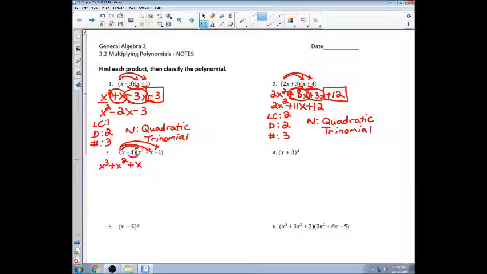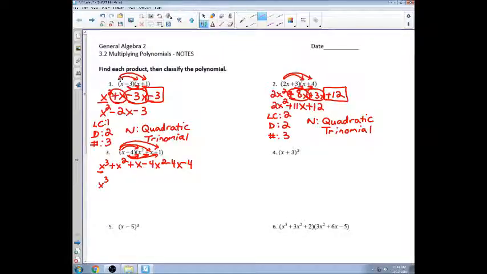Then I'm going to have the negative 4 times x squared, so it would be negative 4x squared. Negative 4 times x would be negative 4x. And negative 4 times 1 would be negative 4. Now I need to go ahead and combine like terms. The first one I'm going to look at is the x cubed. Is there another x cubed in the problem? There is not, so it's just going to be x cubed.